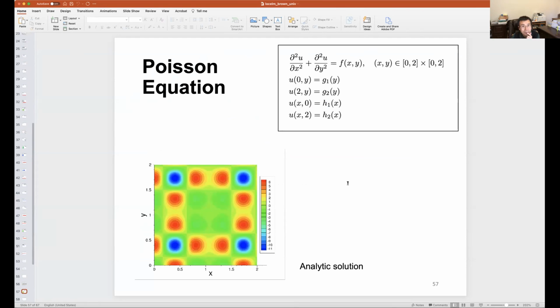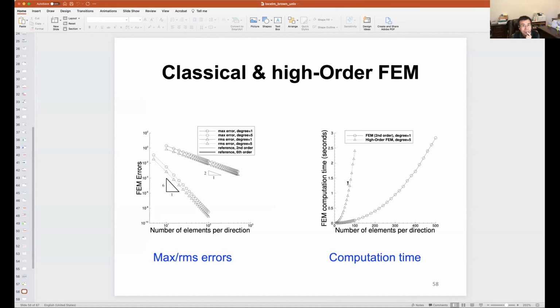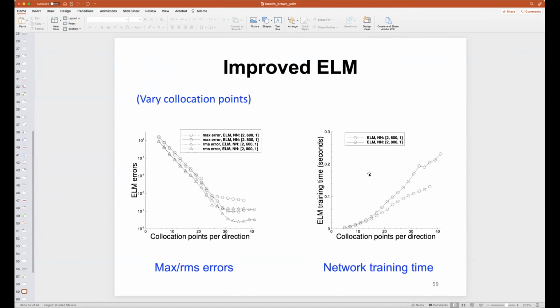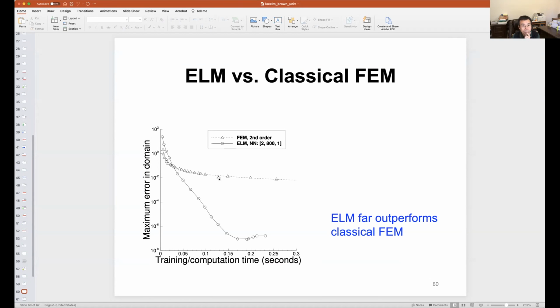This is for the Poisson problem. Those are Lagrange elements, here degree 5. That's degree 5, and you see the convergence for the high order FEM. That's the classical second order. The computation time, second order, this is the degree 5. And then that's the local ELM, improved ELM. And that's the error with respect to collocation points, the network training time with the collocation points. If I plot them together, that's what I have.